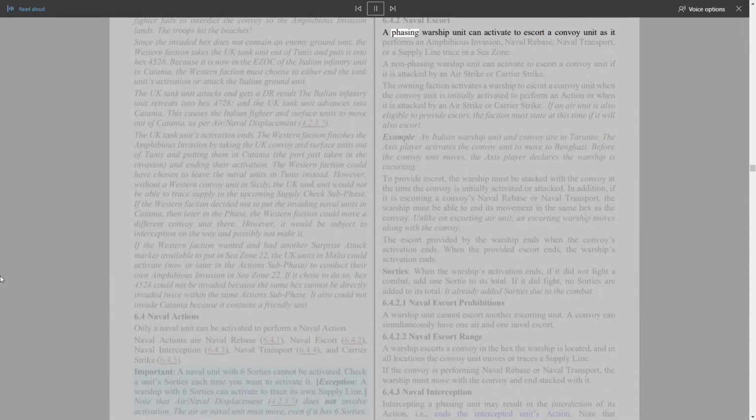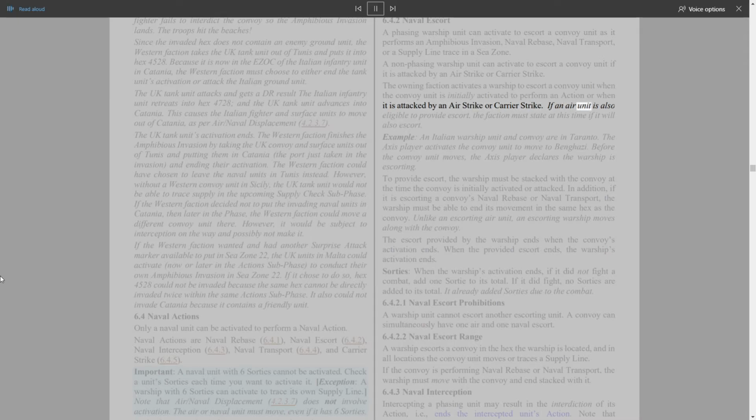6.4.2 Naval Escort. A phasing warship unit can activate to escort a convoy unit as it performs an amphibious invasion, naval rebase, naval transport, or a supply line trace in a sea zone. A non-phasing warship unit can activate to escort a convoy unit if it is attacked by an airstrike or carrier strike. The owning faction activates a warship to escort a convoy unit when the convoy unit is initially activated to perform an action or when it is attacked by an airstrike or carrier strike.